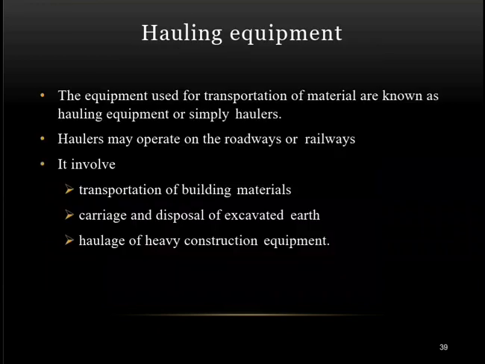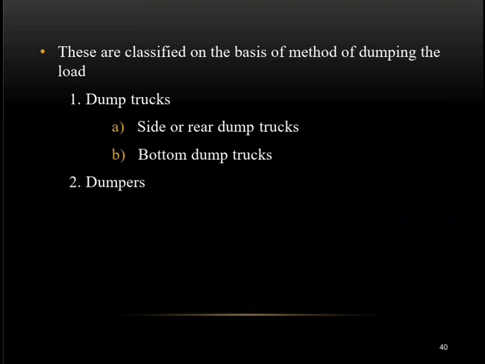Next, hauling equipment. The equipment used for the transportation of material is known as hauling equipment or simply haulers. Haulers may operate on the roadways or railways. It involves transportation of building materials, carriage and disposal of excavated earth, and hauling of heavy construction equipment. These are classified on the basis of the method of dumping the load.